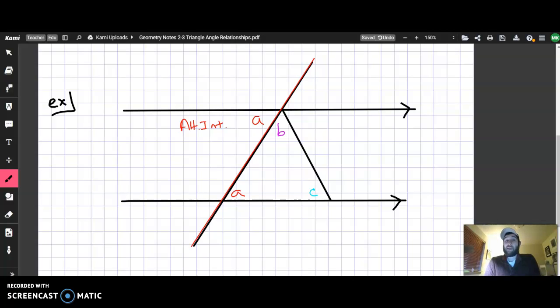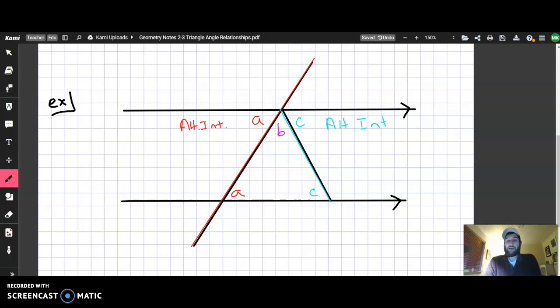Now, let's do the same thing with C. And let's also look at its alternate interior angle. So from C, C's transversal is here, highlighted in blue. Its alternate interior angle in between the parallel lines and on the opposite side of the transversal means that this is where its alternate interior angle is, which is congruent.